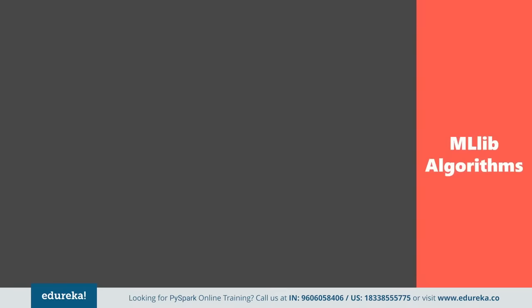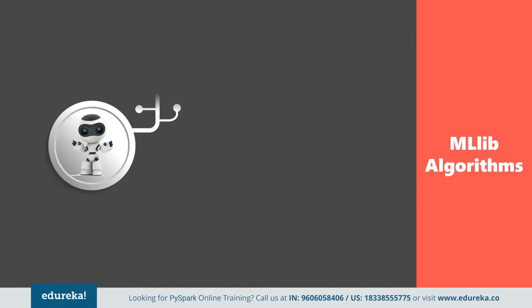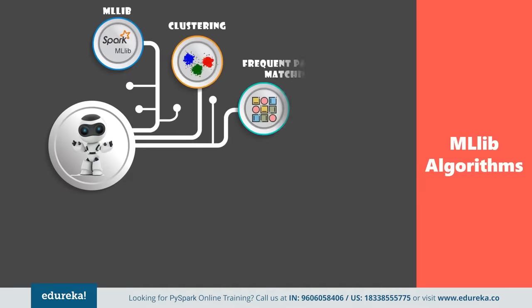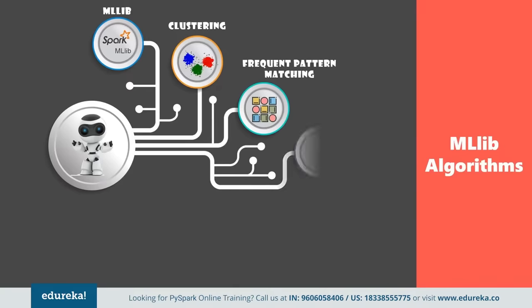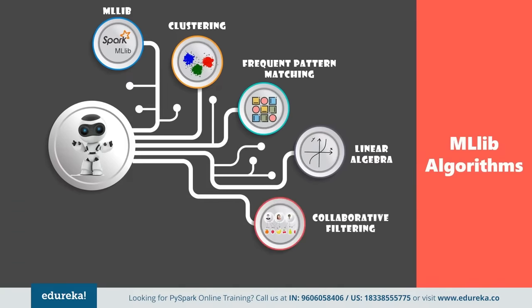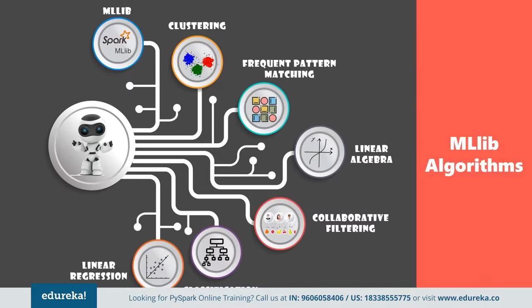So the major MLlib algorithms include clustering, frequent pattern matching, linear algebra, collaborative filtering, classification, and finally linear regression. Now let's see how we can leverage MLlib to solve a few problems.